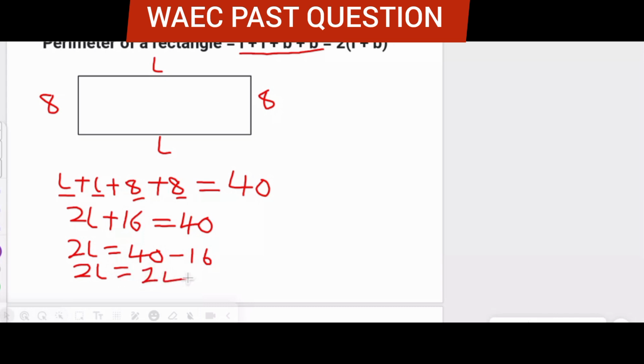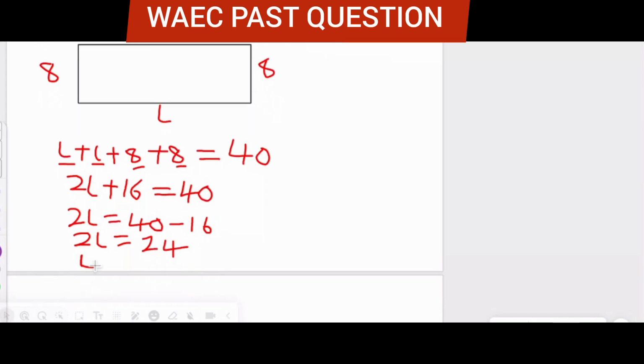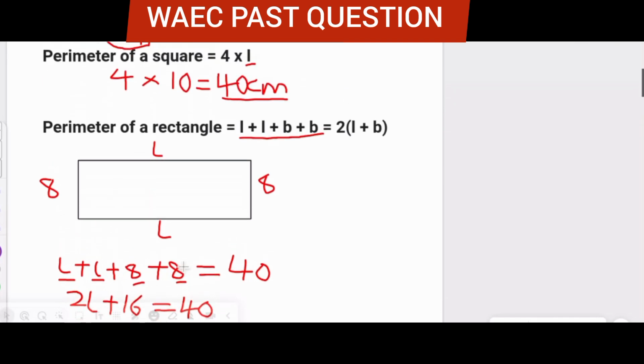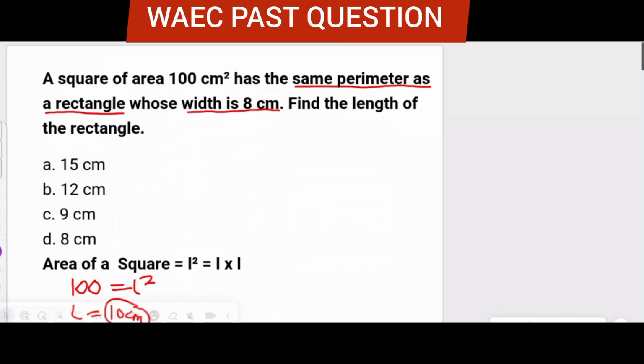Good. At this point we are going to divide both sides by 2. The 2 crosses out the 2, we have L left, and 24 divided by 2 gives us 12 centimeter. So obviously the length of the rectangle is 12 centimeter. Let's check our options to see which one tallies with what we've gotten, and obviously option B is correct. Can't wait to see you in my next class, and until then, bye.